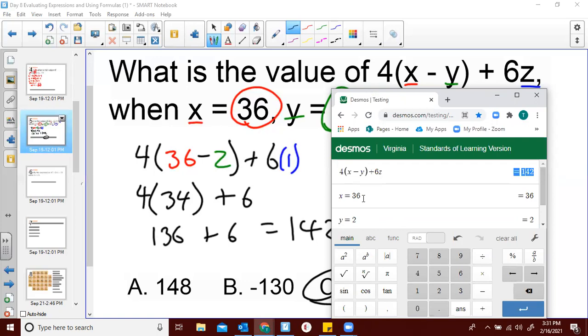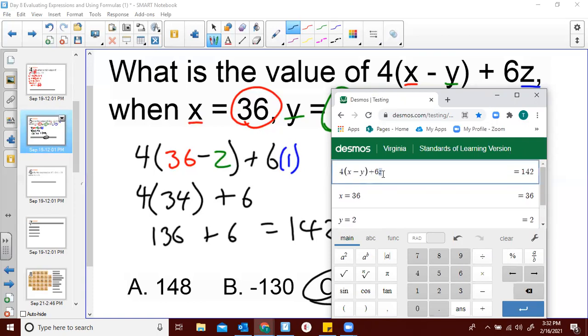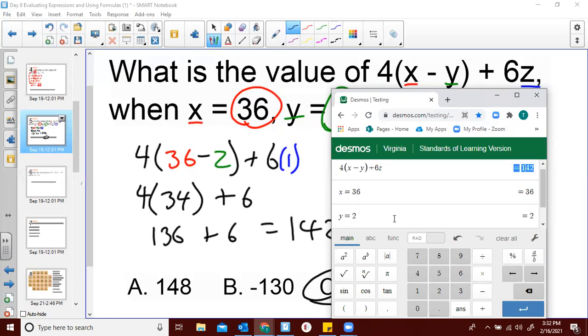Because what Desmos does is it substitutes or plugs in all these values for x where an x is. 2 for everywhere there's a y. 1 where there's a z, right? And it's just going to give us our answer straightforward. So on some of the ones that are more numbery, for a lack of a better word, I'll use Desmos.